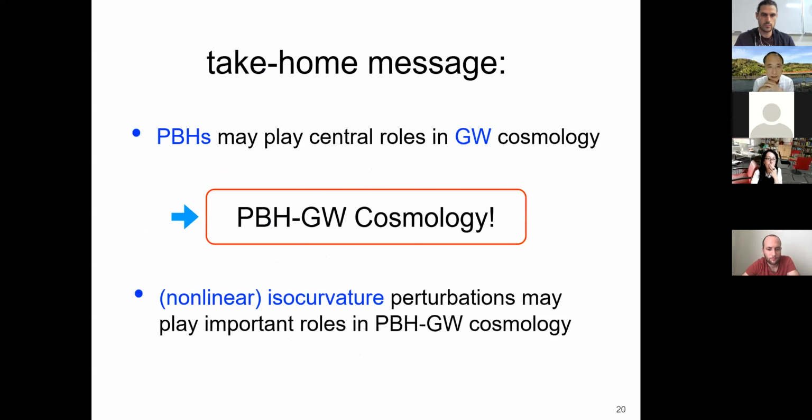Anyway, to conclude my talk, the take-home message is that primordial black holes may play central roles in gravitational wave cosmology, especially when we talk about background gravitational waves. So let me just call it PBH-GW cosmology. And recent studies tell us that these nonlinear, initially isocurvature perturbations may play very important roles in this primordial black hole gravitational wave cosmology.